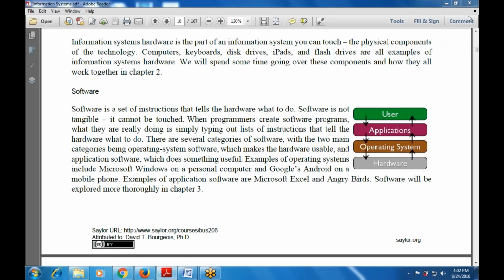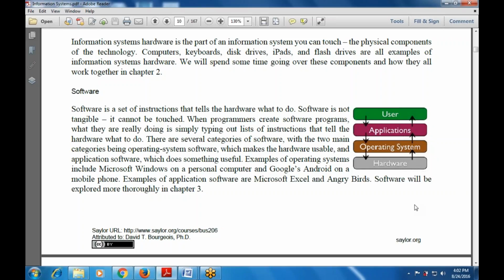Yes, operating system is a part of the system software. So one is the user, then application, then operating system, then hardware. So software is a set of instructions that tells the hardware what to do and how to do it, and software is not tangible, that is, we cannot touch it.